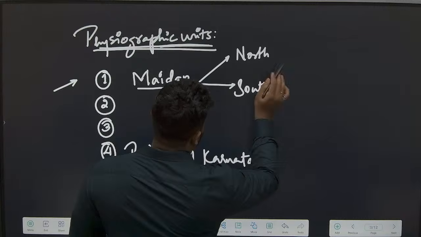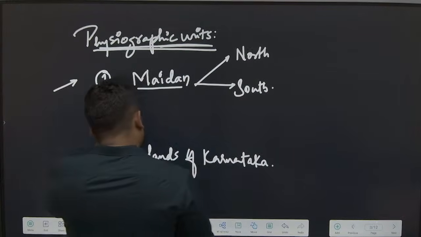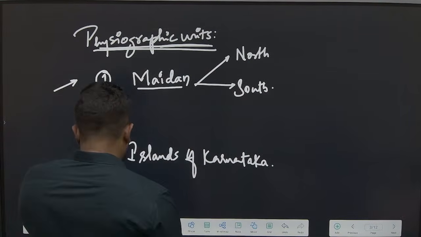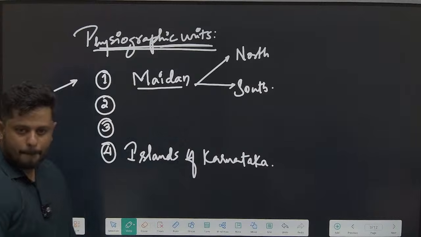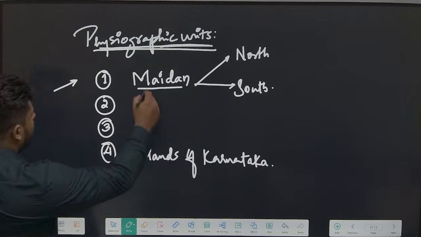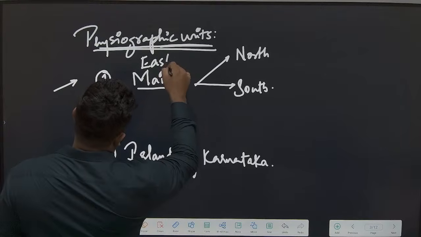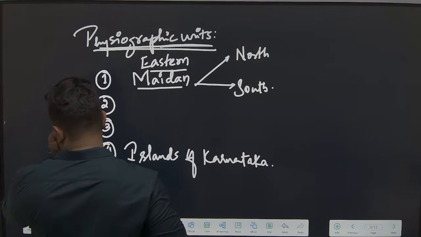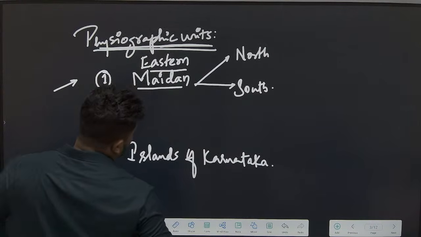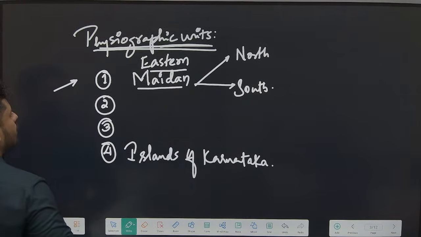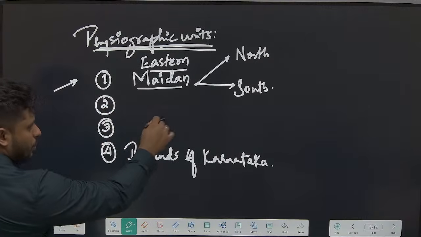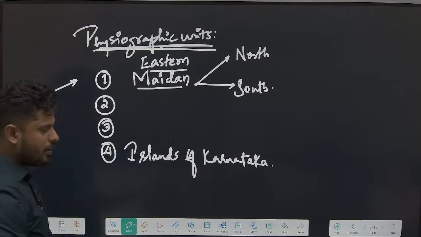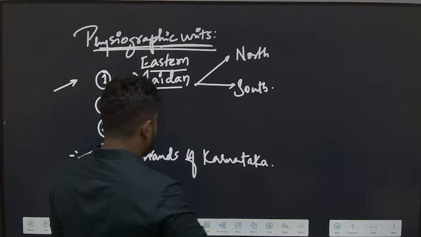Is this the eastern part of Karnataka? Correct, Alva? Is this the eastern part of Karnataka? Yes. So definitely we would be calling them the eastern Maidan region. Second physiographic division. Yes. And by that logic, the number comes down to one. North Maidan, South Maidan, separately we have discussed this. So the number comes down to little.